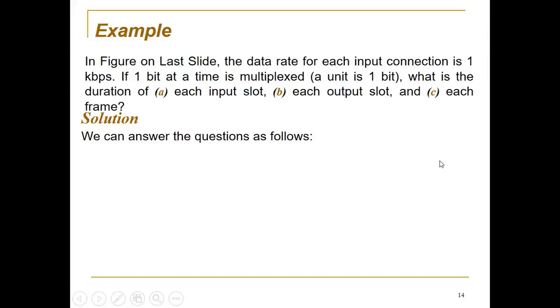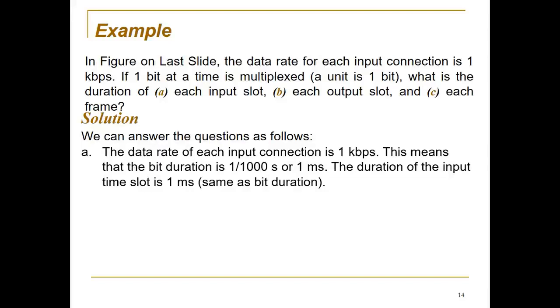The second question is about the duration of the output slots. So you have the data rate of each input connection as 1 kilobit per second. So for a single bit, it'll be 1 divided by that 1,000 bits per second, which gives you 1 millisecond. So that will represent the duration of the input time slot, just 1 millisecond, and that would apply to all the other bits as well, if you have a sequence of them.